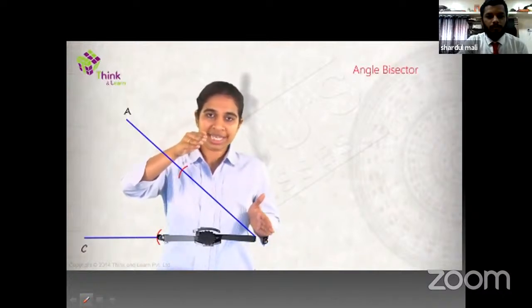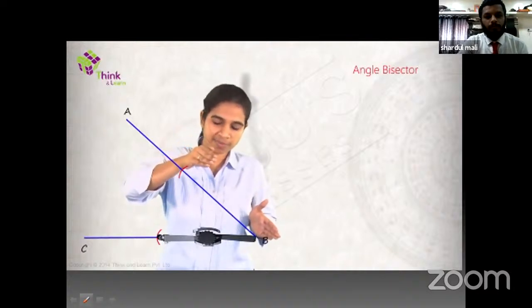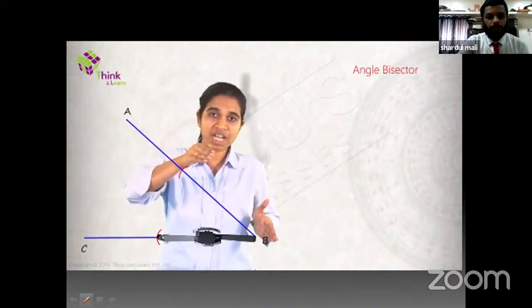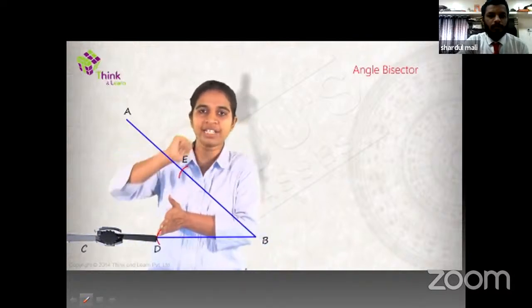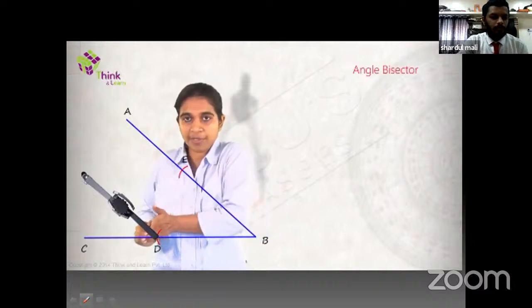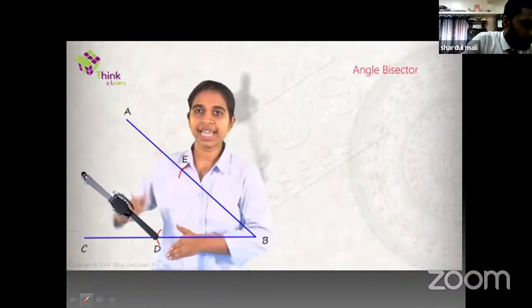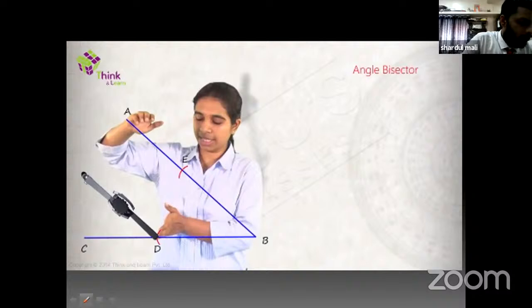Now, what you can do is keep the same distance. You don't even need to change this distance. Move the leg from point B to this point. Let me call this point D and this point E. So you've moved the leg of your compass to this point D. Now keep the same distance and mark an arc.